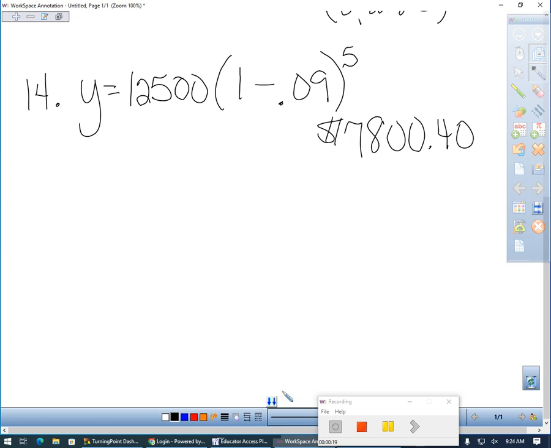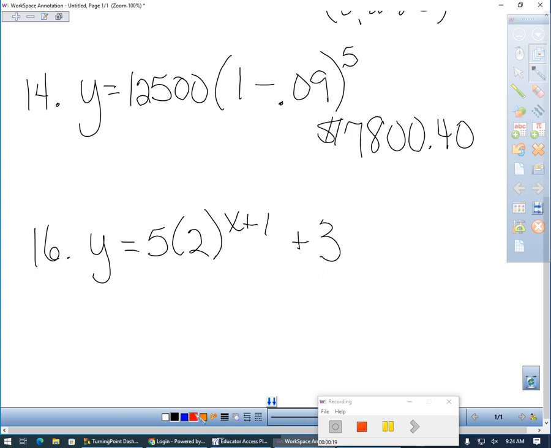In the next section, number 16, it says, how does the graph of the function compare to the parent function? For number 16, we have y equals 5 times 2 to the x plus 1 plus 3. So first we begin with looking at the exponent, which has an x plus 1. If we set that equal to 0 and solve it, or if we remember that it's just opposite, we know that we are going to the left 1. And our final number, our k value, means we go up 3.